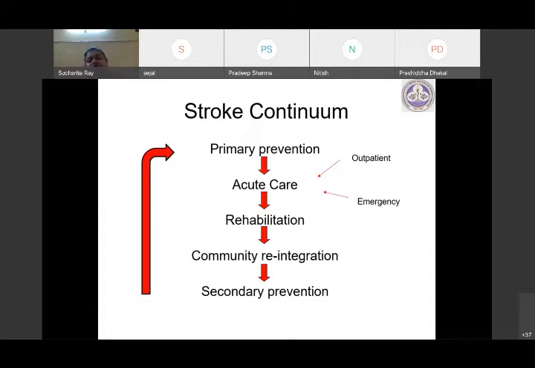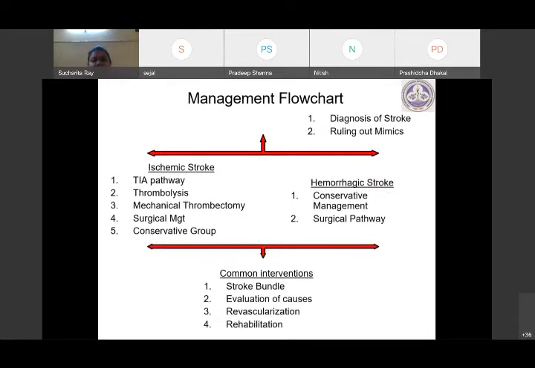But once the stroke has occurred, what really starts is the entire crux of our discussion today, and that takes place not only in the emergency but also in outpatient departments, as we shall be seeing. So the management flow chart of stroke is basically talking about the diagnosis of stroke and to rule out mimics. And then once the stroke has been diagnosed, to classify it into the different types and then to find out the optimum method to manage it.